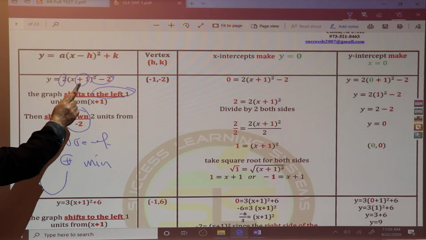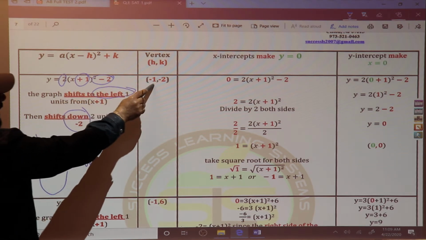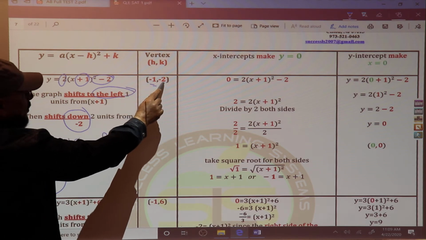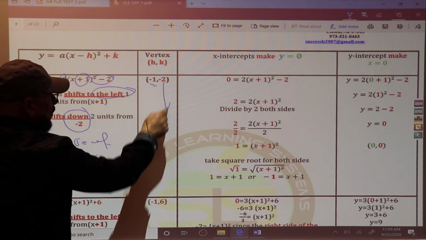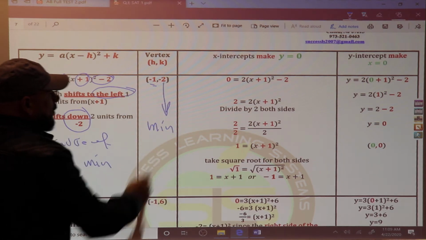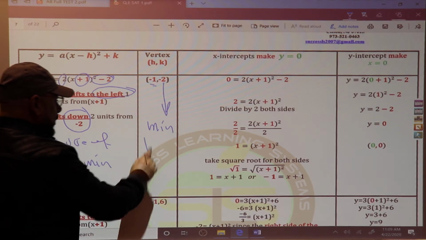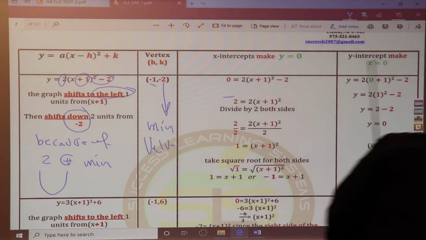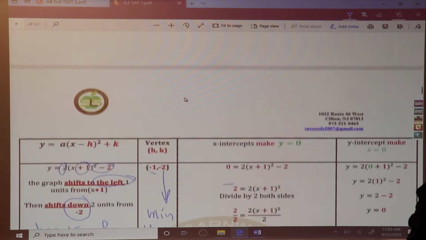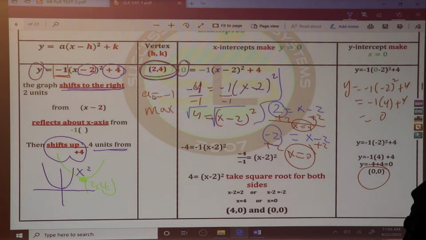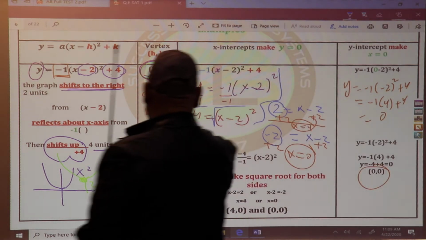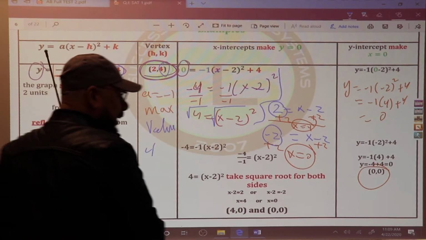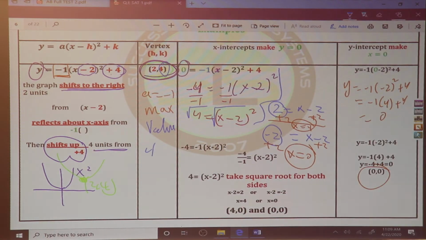What does my vertex look like now? The plus 1 becomes negative 1, and negative 2 stays negative 2. This is my minimum value. And if you go to the other example, what is my maximum value here? The maximum value is 4. Okay? Clear?